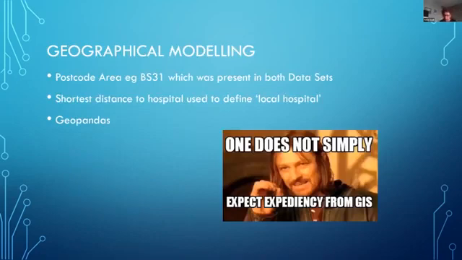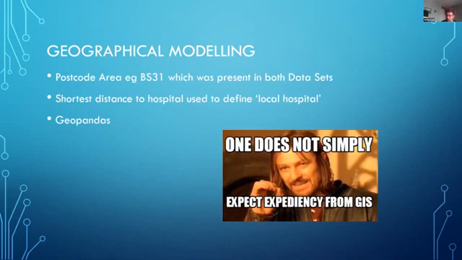So once I got over that step and I got all my data together, the next challenge was defining geographically where patients were coming from across the combined data sets. I eventually pinpointed this to the postcode area, as it was present in both data sets. I was then able to source the shortest distance to each hospital in the southwest from the postcode areas, and use this to define the patient's local hospital, the closest hospital to where they live.